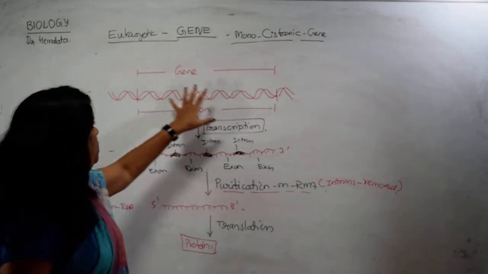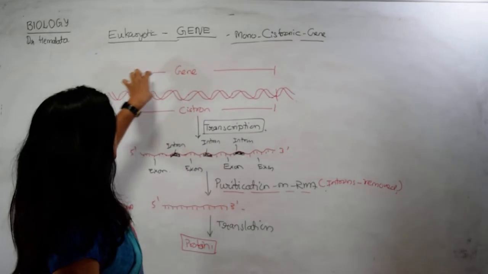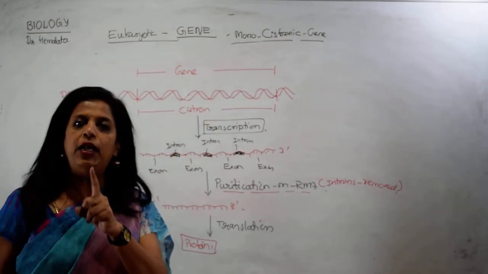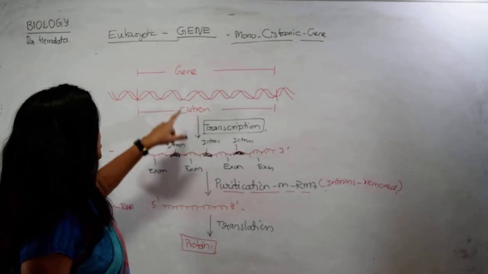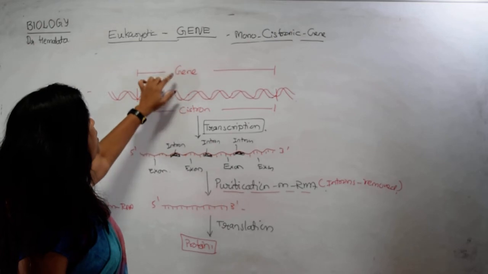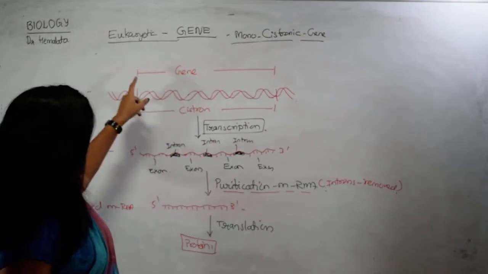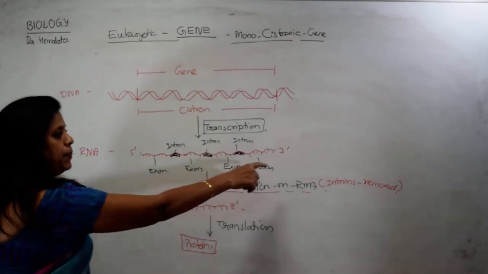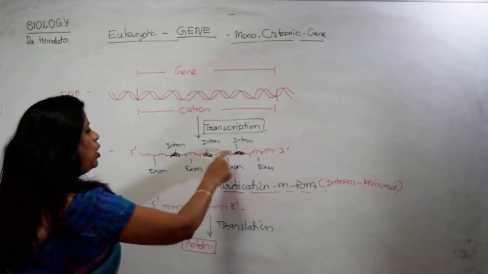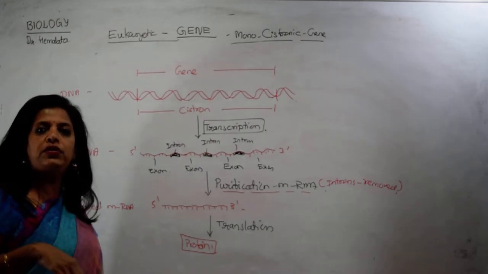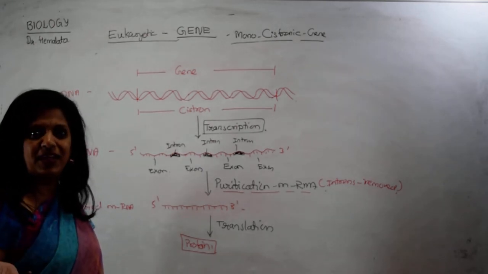Suppose this is the DNA. If this is a gene, from this part to this portion, it contains the information for only a single protein. Therefore, this gene can be equal to one cistron. Therefore, we call it a monocistronic gene in eukaryotes. Whenever this gene undergoes transcription, it forms a long mRNA in which a number of non-coding sequences will also be there. This is called the pre-mRNA, which is not ready to undergo translation.